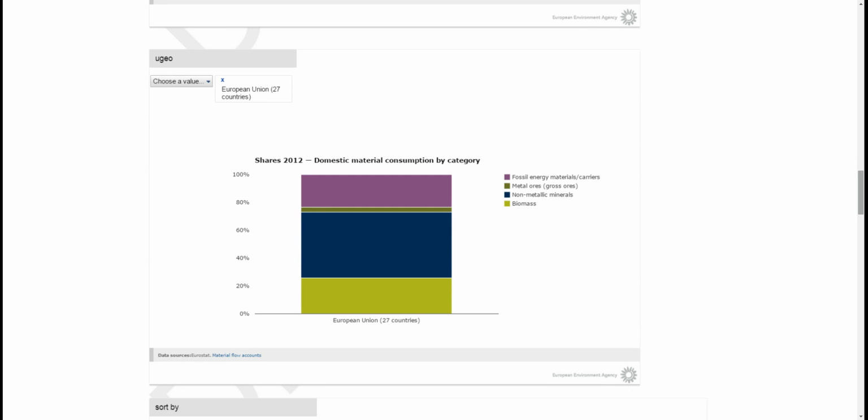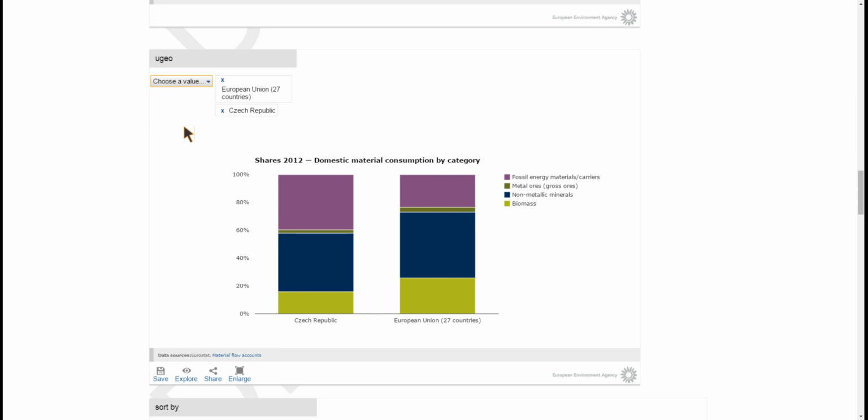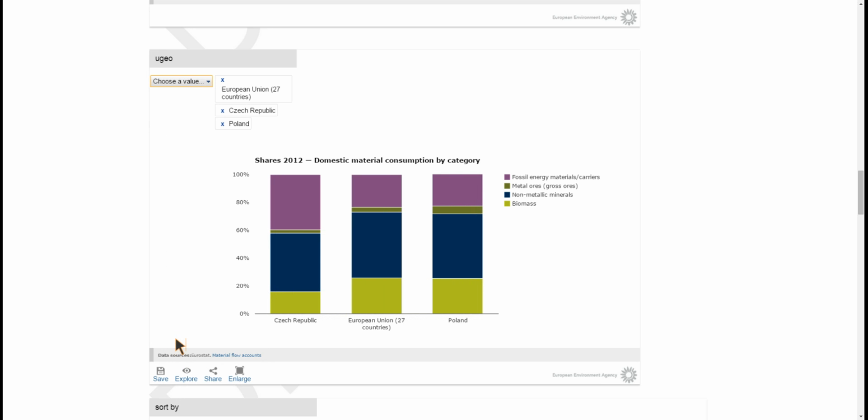Several of the bar charts will allow you to do cross-country comparison. So right now we have domestic material consumption by category for EU27, but you can also compare what happens in several of your countries at the same time.